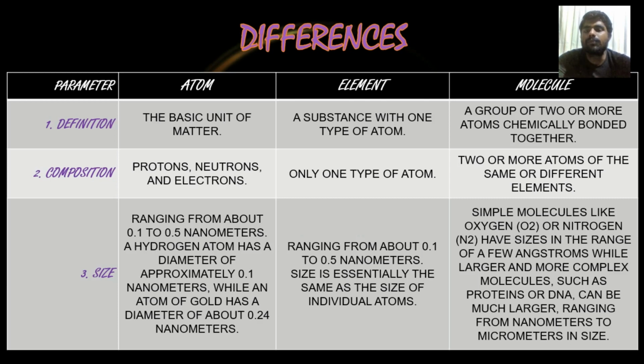Depending on size, atoms are sized from 0.1 to 0.5 nanometers. That is overall the size of the outer nuclear electron periphery. Element has a size ranging from about 0.1 to 0.5 nanometers, somewhat closely related to the atom. The sizes of molecules range from 1 angstrom to micrometers, as seen in the previous slide.